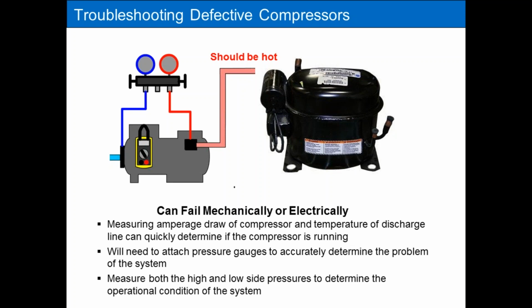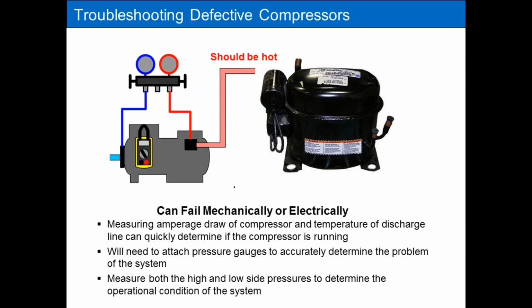On a normal operating system, that discharge line should be well above room temperature and even a little hot. So don't grab a hold of it. If your ammeter shows it's drawing some current and the discharge line is room temperature, you've got a problem. Whether the compressor is the problem, a loss of refrigerant, or a plugged capillary tube, you've got a problem. I'm measuring current, my compressor's running, my discharge line is room temperature. Well, maybe a little bit above room temperature, but it's not hot.